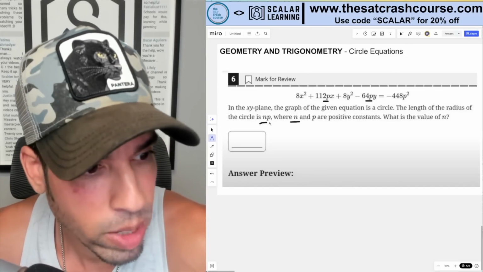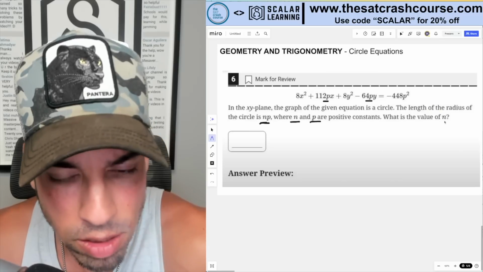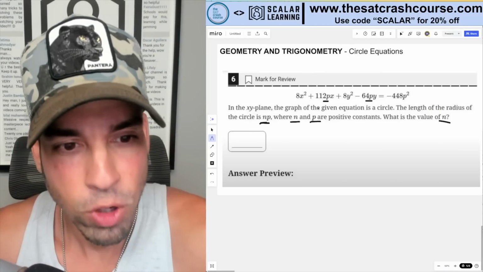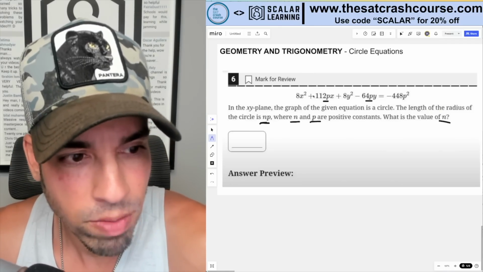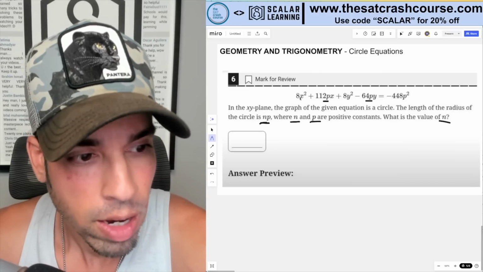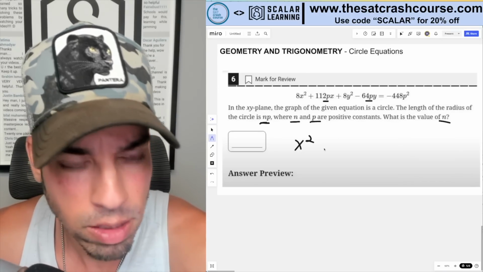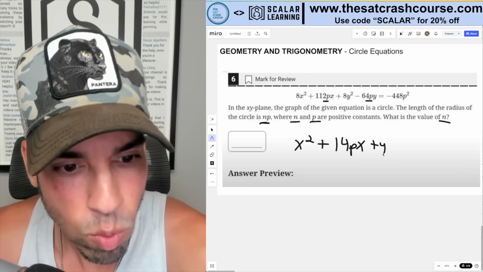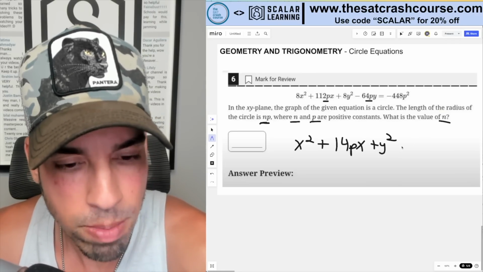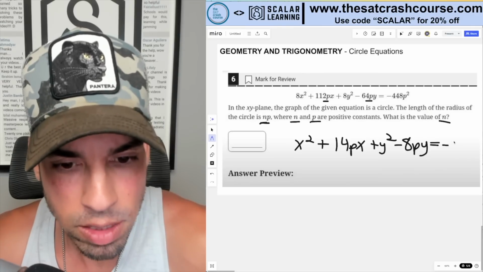It says the length of the radius of the circle is NP, where N and P are positive constants. What is the value of N? The first thing I noticed with this problem is we should be able to divide everything by 8 just as a starting point to simplify this. So let's start there. 8 divided by 8 is just x squared. 112 divided by 8 is 14. Then we have y squared. And then 64 divided by 8 is -8. And 448 divided by 8 is 56.